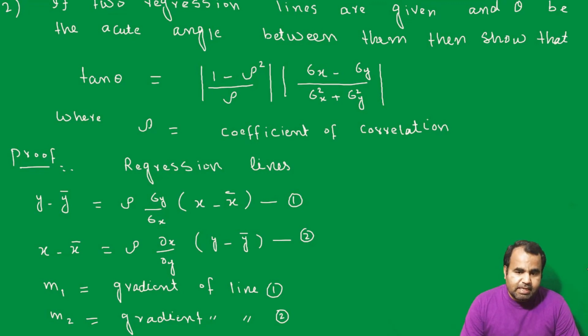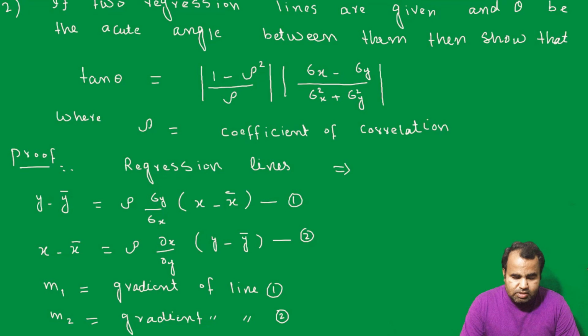As I have already explained, in order to prove this property, tan theta equal to something, we will use the regression lines. So we have written the two regression lines here. Since we have written the two regression lines, from 1 we can write m1 is equal to rho sigma y over sigma x, and from equation 2 we can write m2, which is equal to 1 over rho times sigma y over sigma x. Remember the 1 over rho.